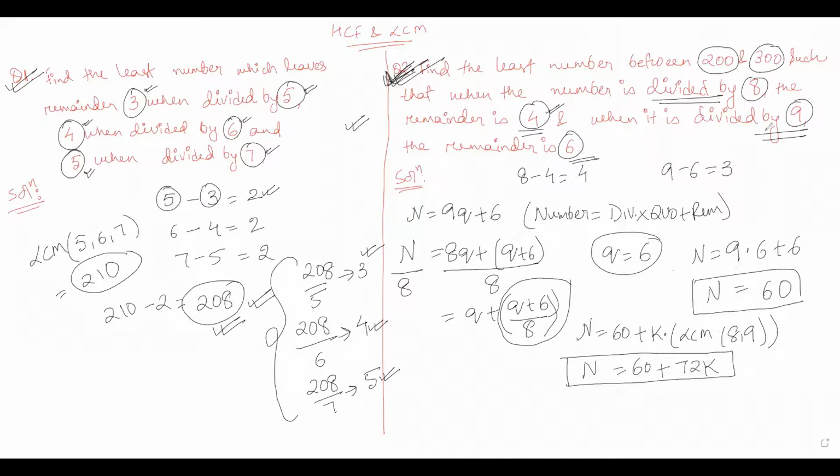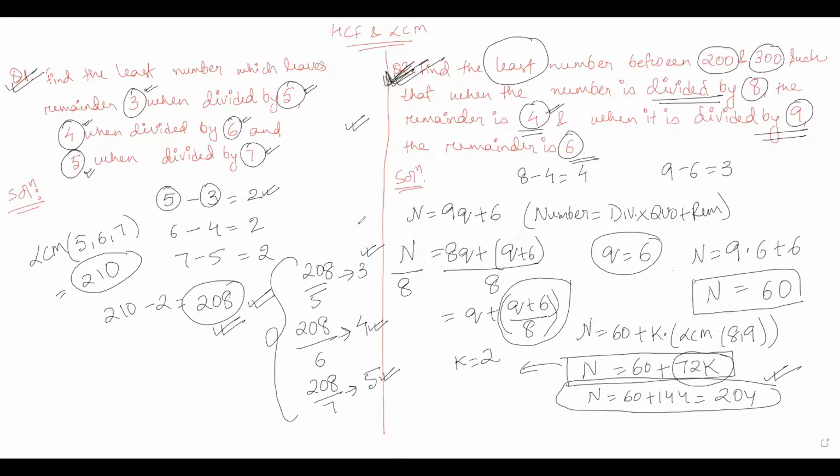Now, since we need to find the number between 200 and 300, let us put the value of k in such a way that we get the least number between 200 and 300 which follows this condition. This will happen only when we put k equals 2, because when we put k equals 2, this would be 144 plus 60. So the number would be 204. Remember, there can be some other number between 200 and 300 which follows this condition, but we need to find the least number. So we need to put the least value of k such that we get the least number which follows this condition.